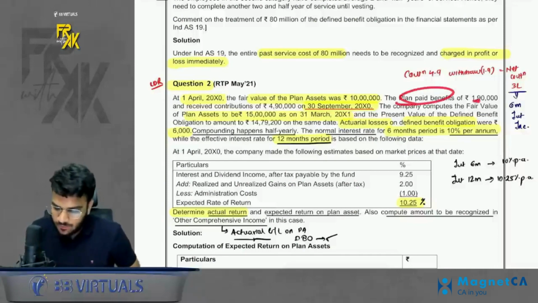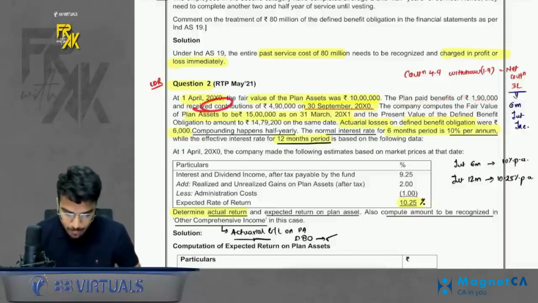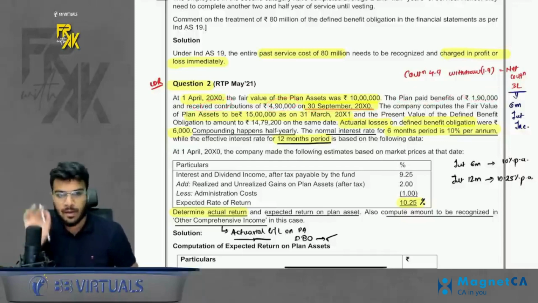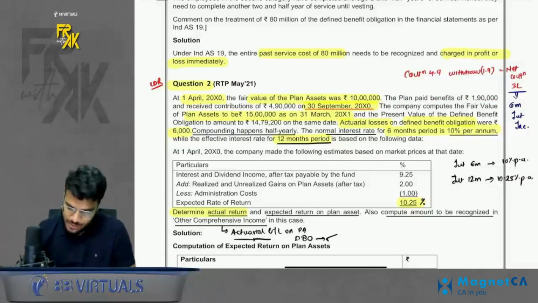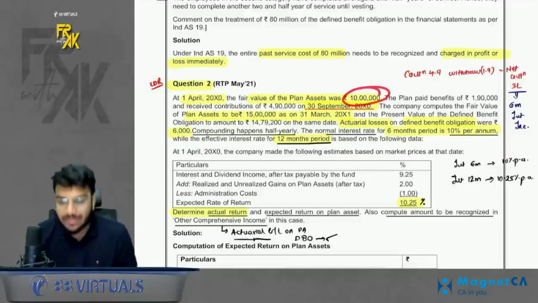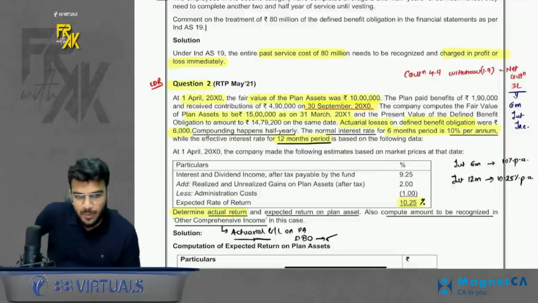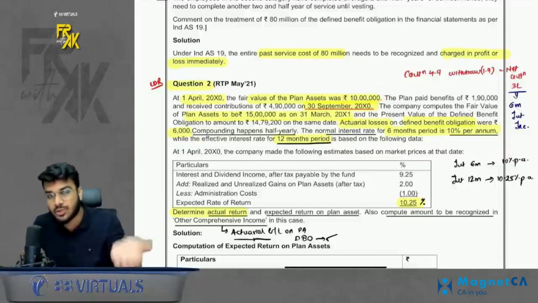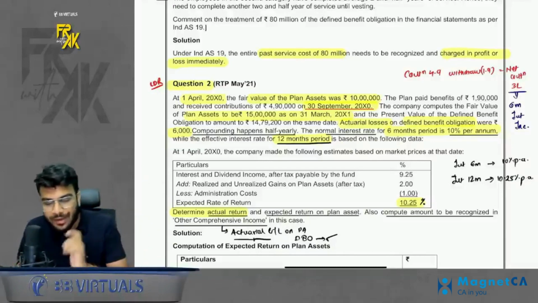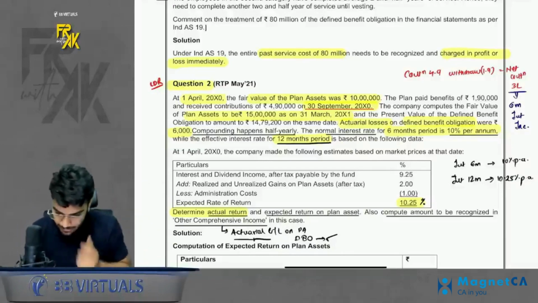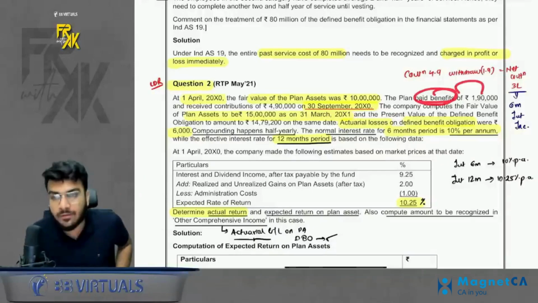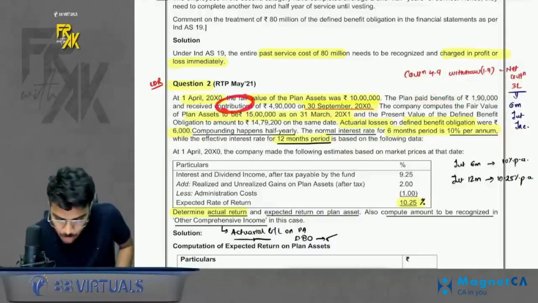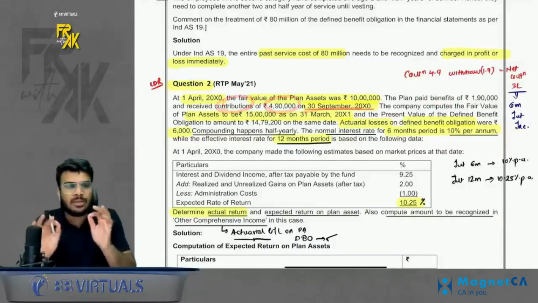Okay, anyways, we paid out a benefit of 1,90,000 and contributed 4,90,000 on 30th September. Now the issue was, in all the above questions, we calculated interest only on this 10 lakhs on the opening balance. Because in all the above questions, we used to assume that contribution and benefit were paid at the year end. So no interest impact used to come on that. But it is clearly said that now the benefits you paid of 1,90,000 and the contribution you made of 4,90,000 is happening on 30th September.